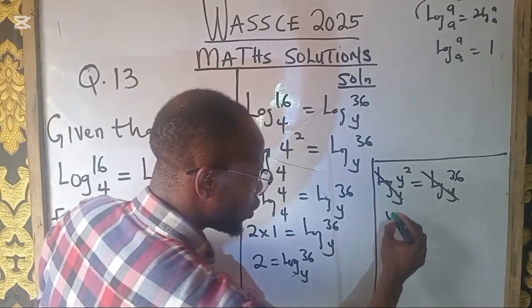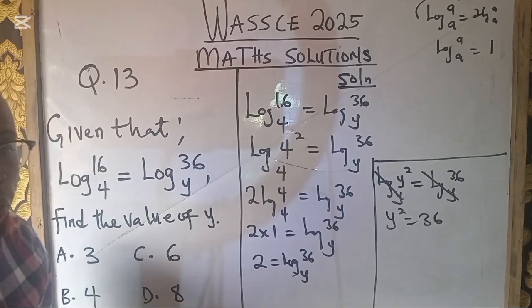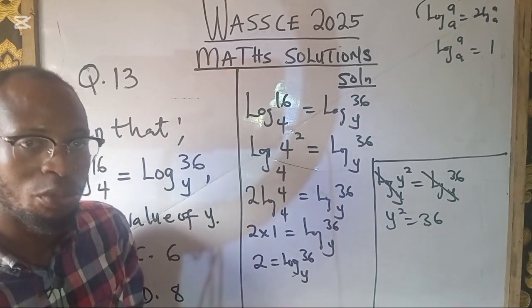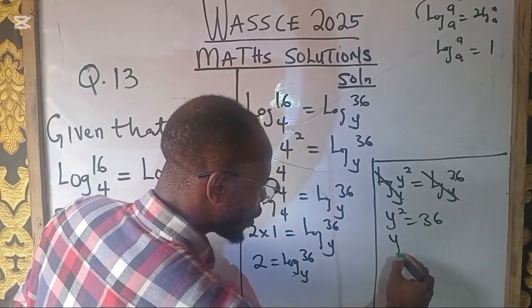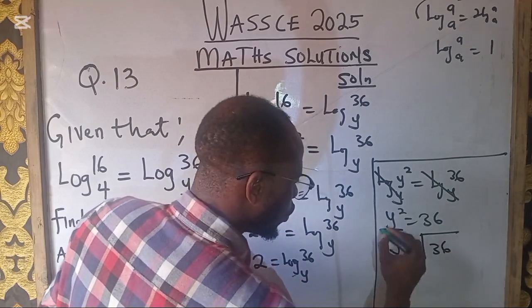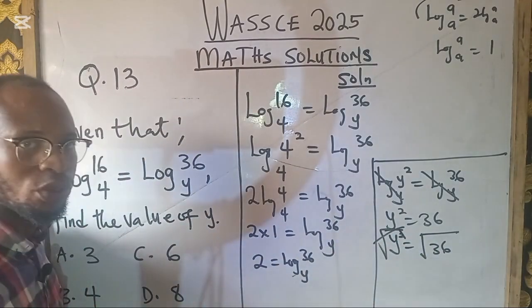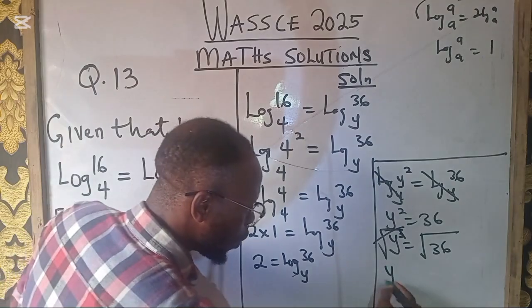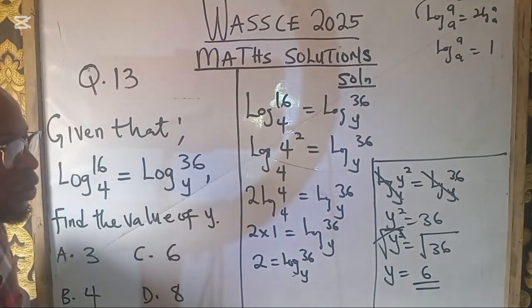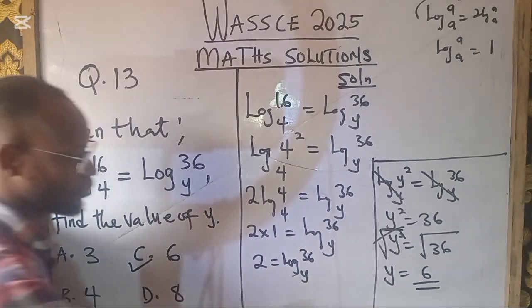Then you are left with what? Y squared is equals to 36. But our target is to find the value of y, not y squared. So what do you do in this situation? You take the square root of both sides. You take the square root of both sides, which means you have y equals to the square root of 36, because this is also a square. You take their square root. So this square cancels out this square root over here. Then you will have y equals to the square root of 36, which is 6. So the final answer for the value of y is 6, which is option C.